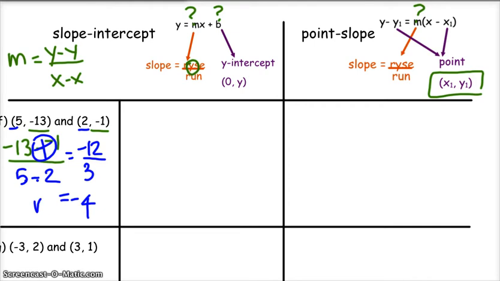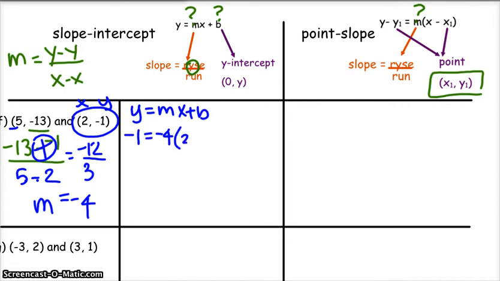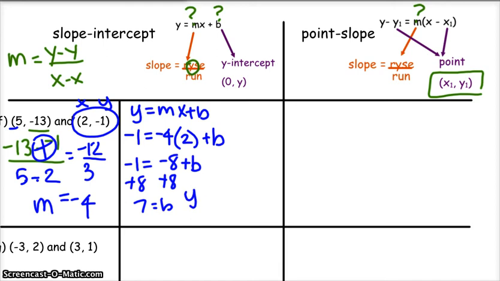Since I now have my slope, I'm going to pick one ordered pair to use. I'm going to pick the one with the smallest numbers and start plugging everything in. So I'm going to pick this point. There's my x and my y. The y value, the m value, the x value, and I don't know b. Multiply. Add the 8 to the other side. And I'm going to put it back together. So y equals mx plus b.